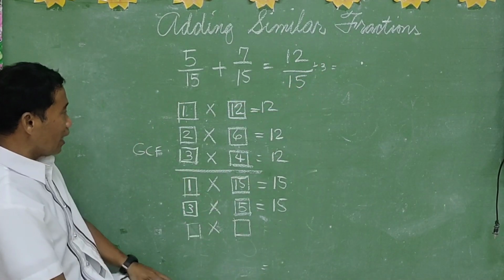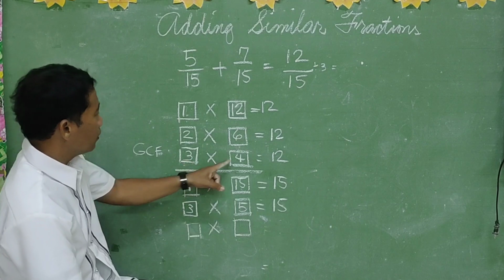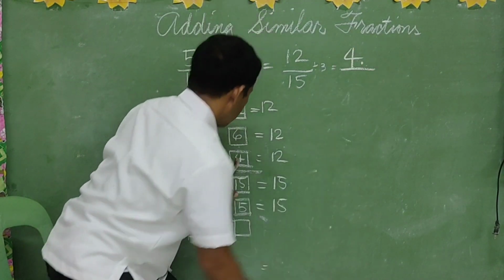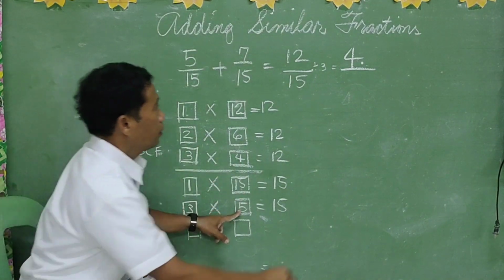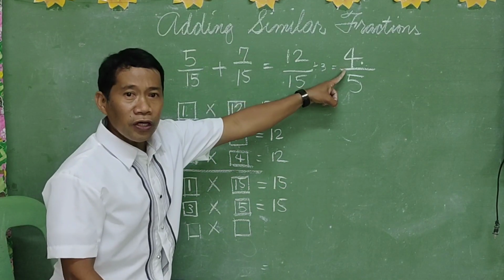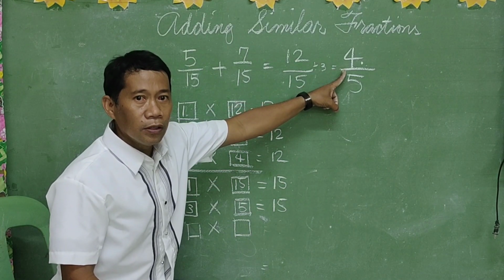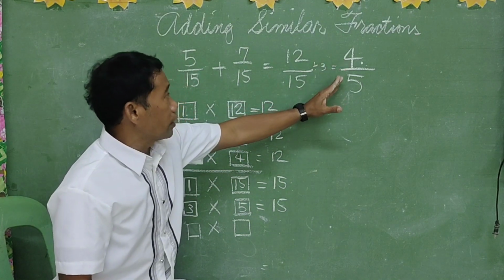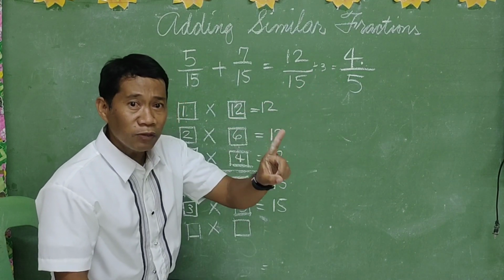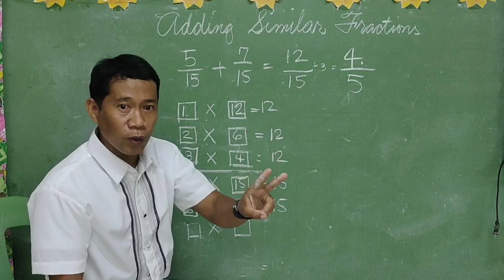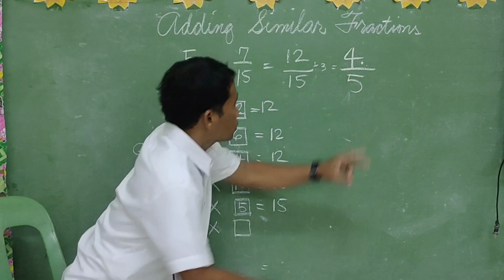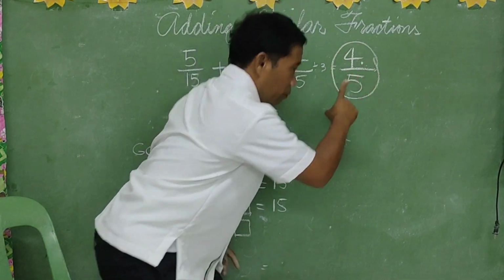Pero para mas madali tayo, kopyahin na lang natin ito. 4. Then, this portion here, 5. Ngayon, are you sure that this one is in lowest term? Makakasiguro na tayo kasi yung greatest common factor dito is 1. 1 times 4 equals 4, then 1 times 5 equals 5. Wala nang iba. So this one is in simplest form.